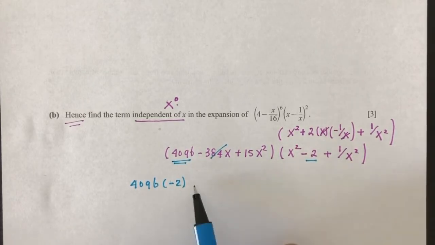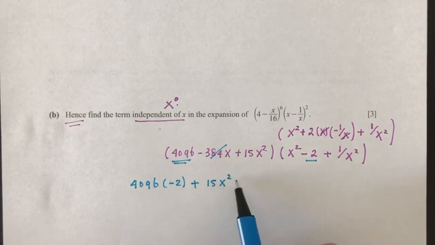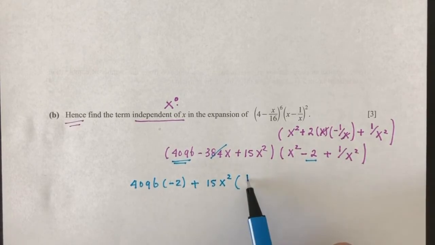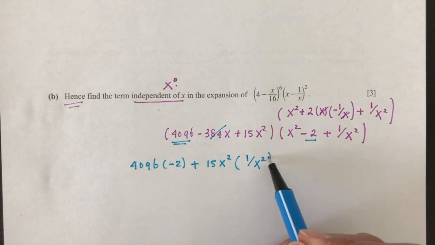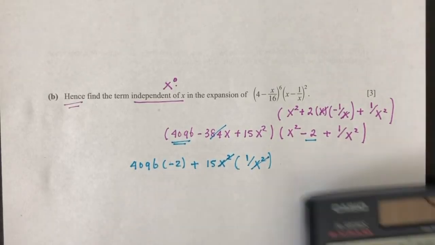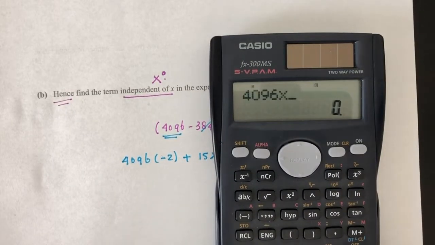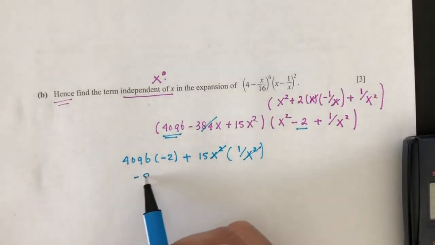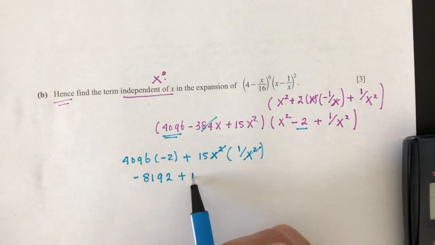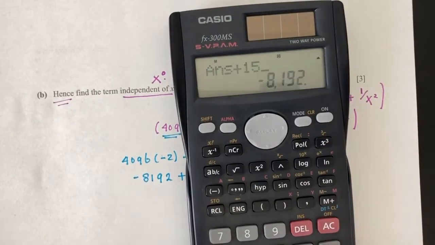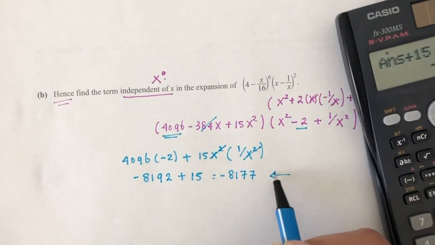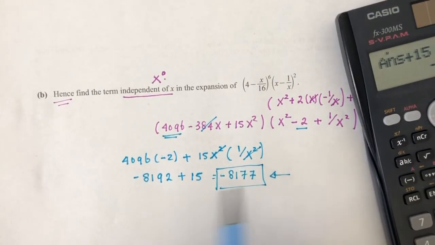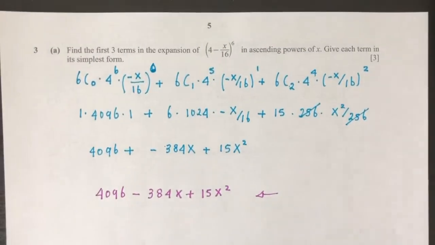How about this one? If you take 15x squared, you have to multiply by this one, which is 1 over x squared, for it to become without x. So 1 by 1, this one cancels out. This one becomes 4096 times minus 2. That becomes minus 8192 plus 15, so that will be minus 8177. So this will be your term without x, the term independent of x in this expansion. So that will be question number 3.